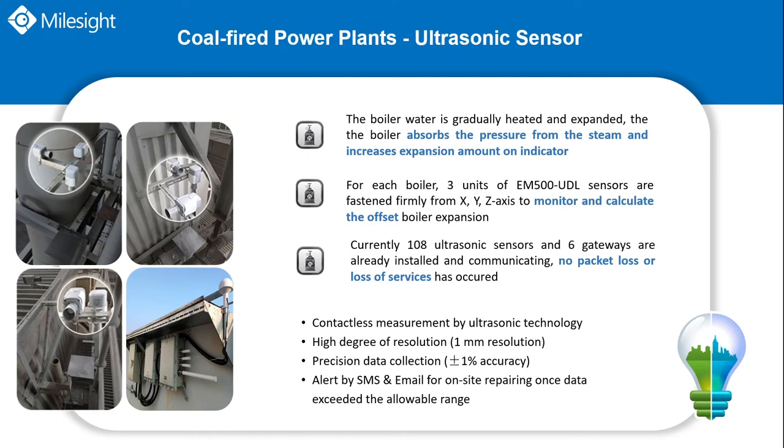And those sensors communicate with the customer's private LoRa network through gateways on the roof. I'm very proud to say that we have not had any packet loss or loss of service to date as part of this project. And the high accuracy design of this ultrasonic distance sensor is one of the reasons that Milesight won the bid, because it measures up to 10 meters, offers 1 millimeter resolution, and plus or minus 1% accuracy. That's very important, the high accuracy and resolution for measuring the expansion of the boiler.